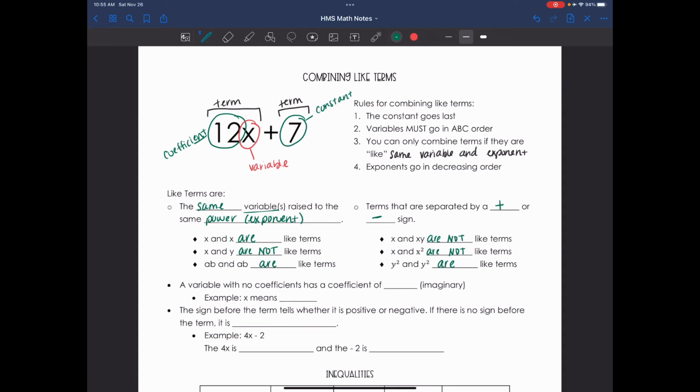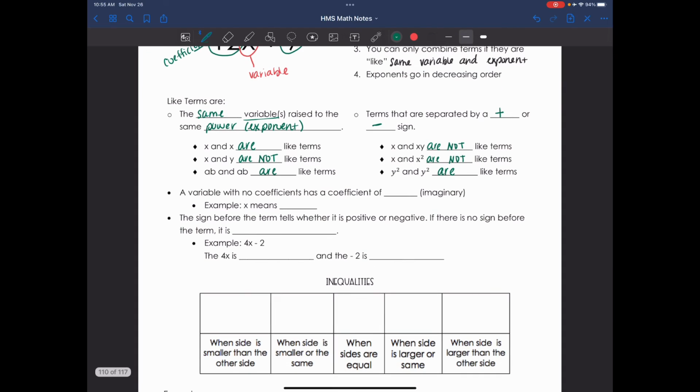A variable with no coefficient has a coefficient of 1. So it's imaginary. So for example, x means 1x. X squared equals 1x squared. But they're imaginary. We don't write it. We don't waste our ink. We can just see that the 1's there because it's only one of them.